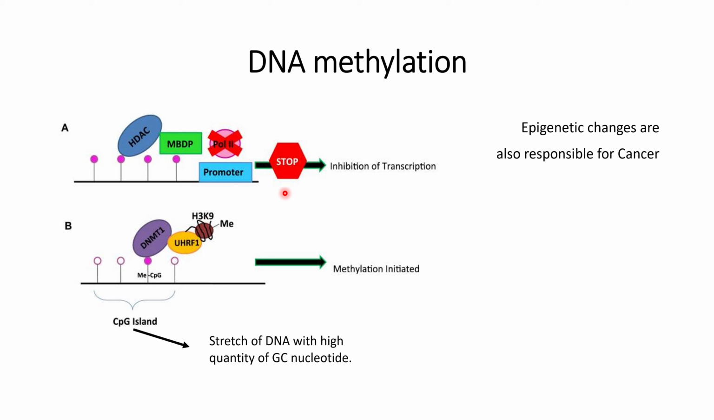So let us understand the first part. Panel A of the figure shows that if this happens, its final result will be the inhibition of transcription. That is, a particular gene will be inhibited from transcription, and that gene could play an important role in the cell cycle. How this happens is that this is HDAC, the histone deacetylase complex.